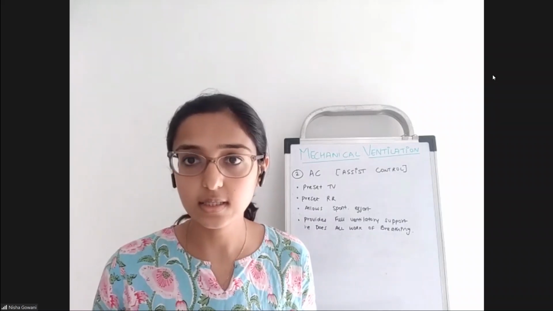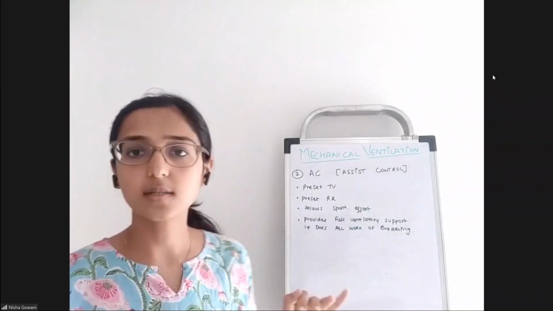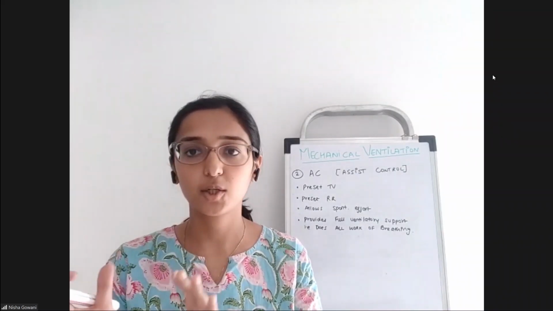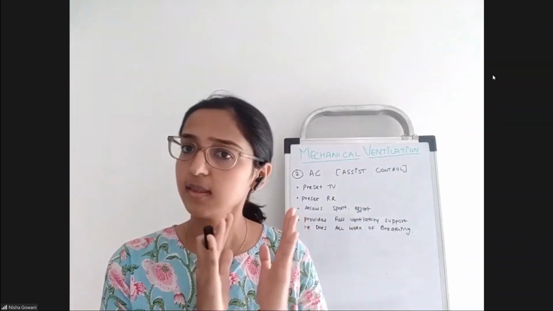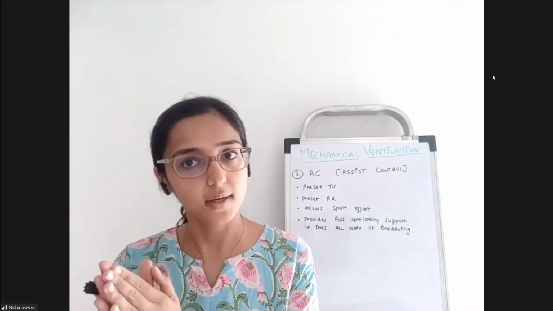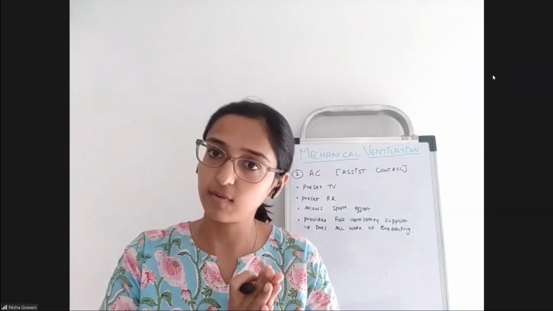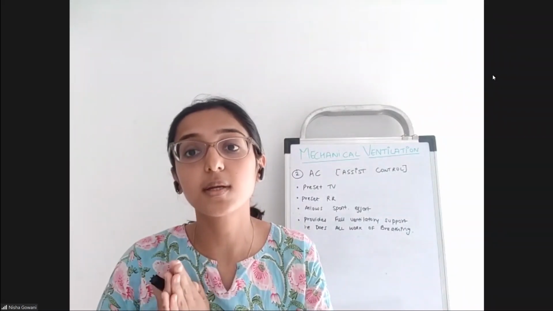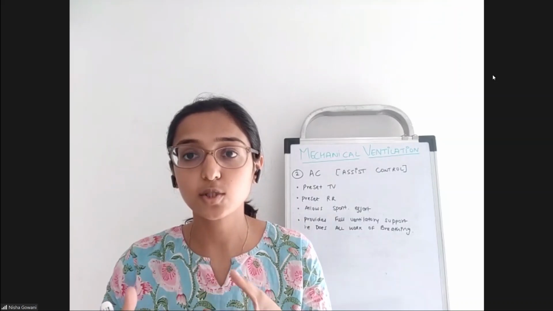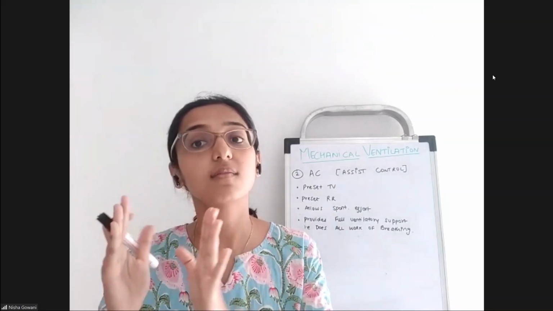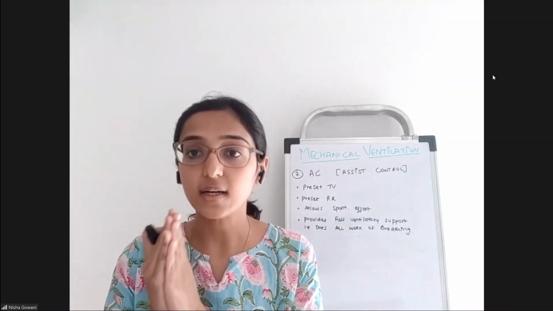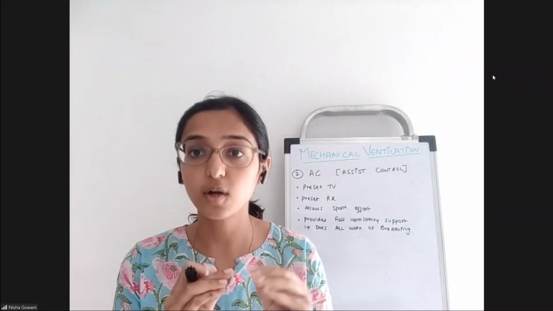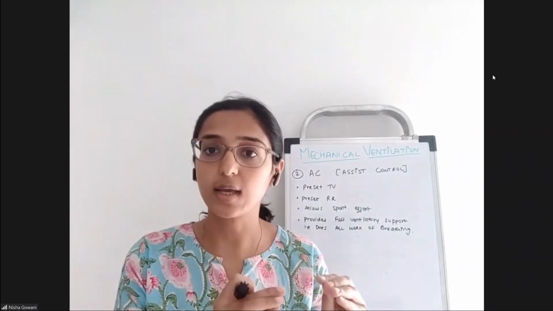So now let's understand the assist control mode. In this mode, just like the CMV mode, you'll set the respiratory rate and the tidal volume. The machine will provide the respiratory rate and that particular tidal volume. So if you set 10 per minute, it will provide that, and it will provide the tidal volume of 500 each time. Now, in between this, if the patient tries to make an inspiratory effort, the machine will sense it. The ventilator will sense that the patient is making an effort. Let's not ignore that effort.